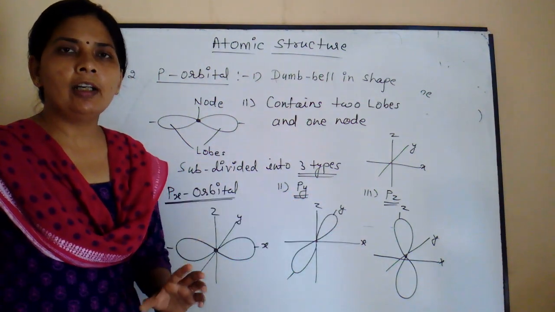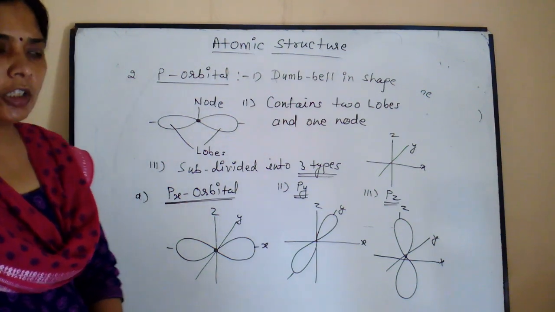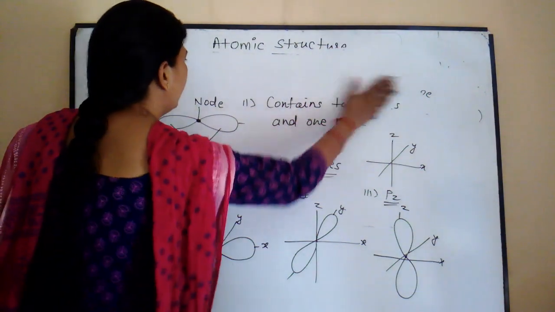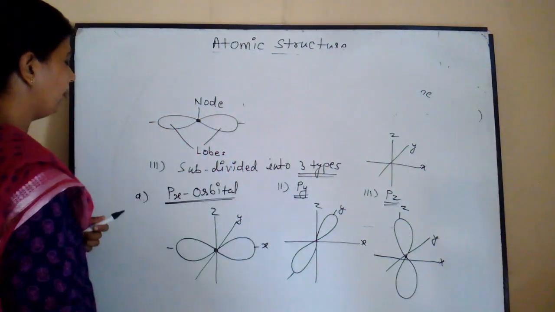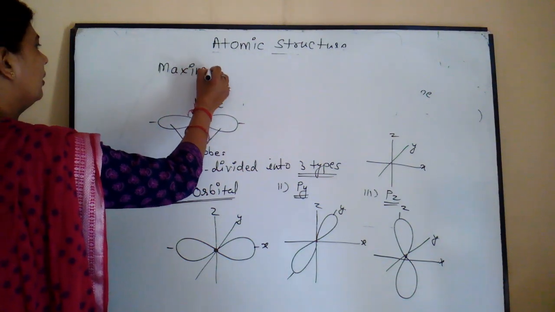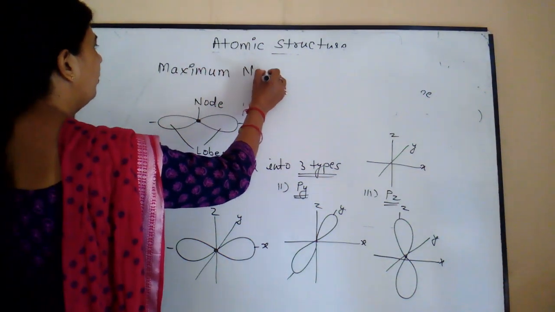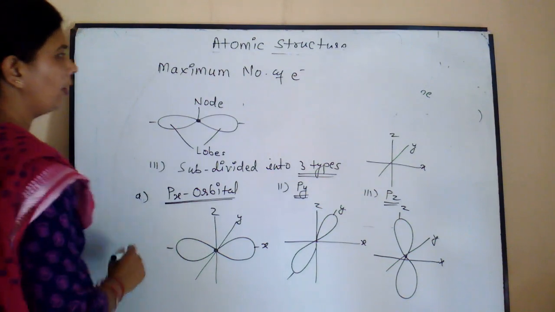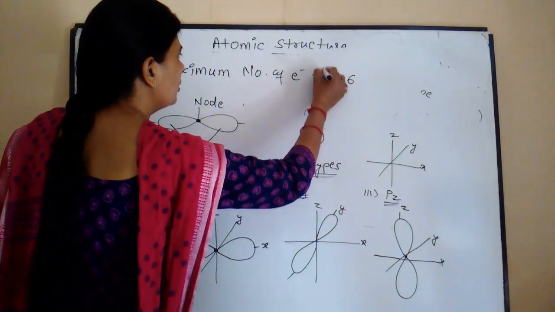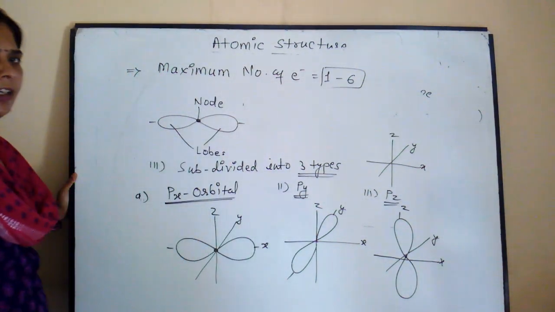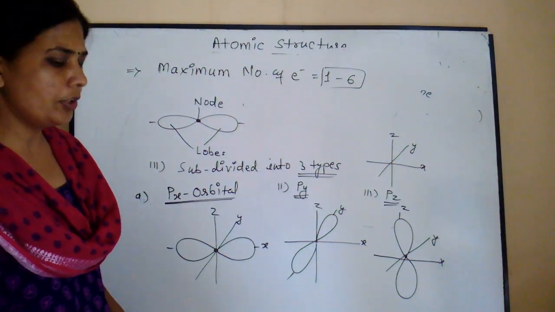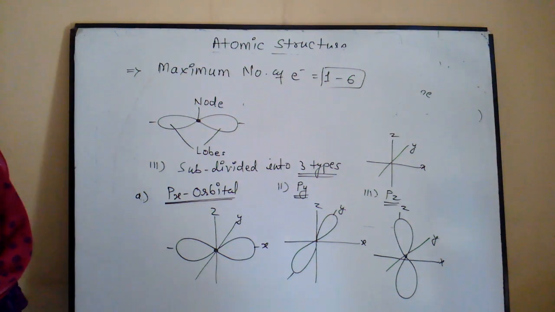Each orbital contains maximum 2 electrons with opposite spin. So the total number of electrons in p orbital will be 6. S contains maximum 2 electrons and p orbital contains maximum 6 electrons. So these are the p orbitals.